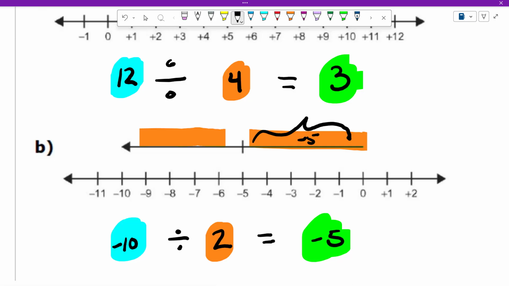Hopefully you can do that part. It should be -10 divided into 2 groups is equal to -5.